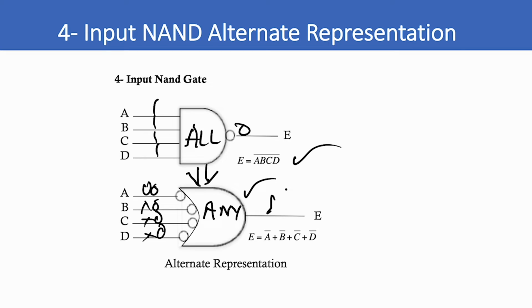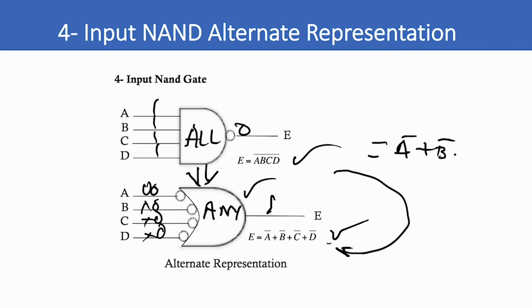And I drew the Boolean expression for the 4-input NAND gate and this particular function here, the any gate. As you can see, this is the De Morgan of this. It's equal to A bar plus B bar plus C bar plus D bar. Okay, so they're logically equivalent.